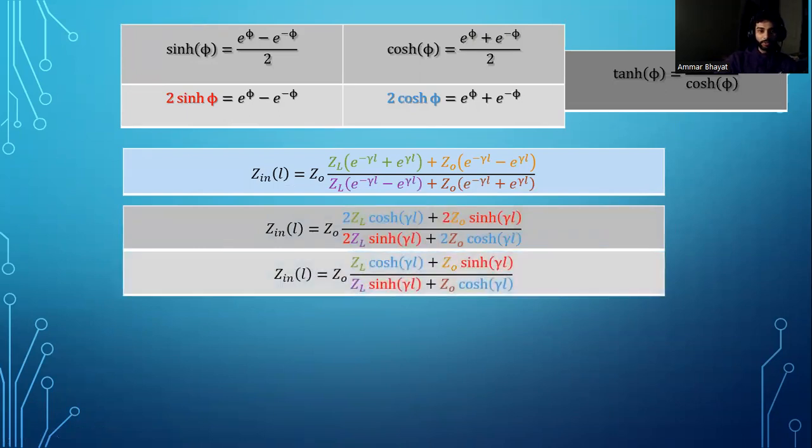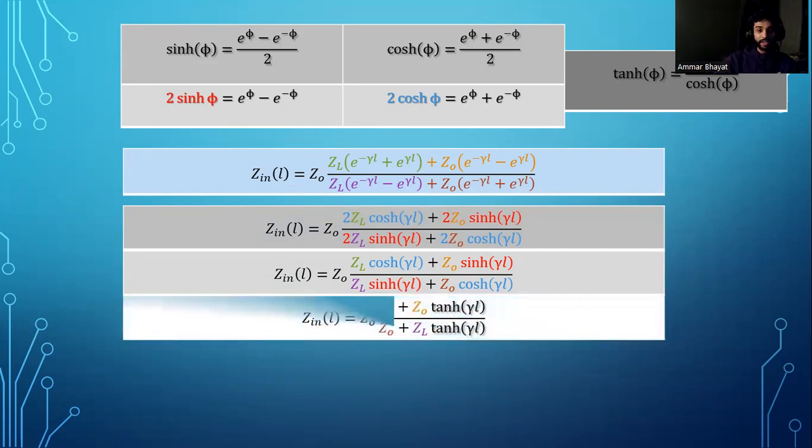At this point, we have a pretty nice equation. We could leave it in this form, but in most textbooks, you'll see it written in terms of hyperbolic tangent. So let's factor out a hyperbolic cosine, and they will cancel out with each other. We're going to end up with this final equation right here. This is the full derivation of the input impedance at some length of a transmission line using Z naught, ZL, and the length of your line and gamma.